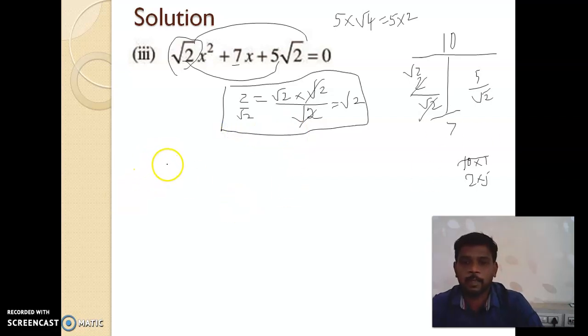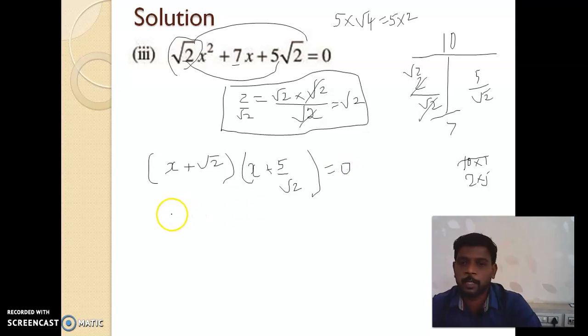Okay. Now add x with this. So x, so here root 2 is there. So x plus root of 2 into x plus 5 divided by root of 2 equal to 0. Now put 0 separately here. So x plus root of 2 equal to 0, and another one, x plus 5 by root of 2 equal to 0. So what will happen here?